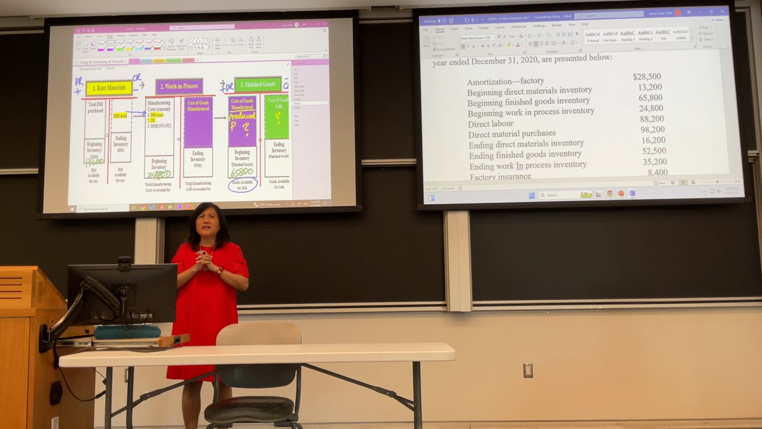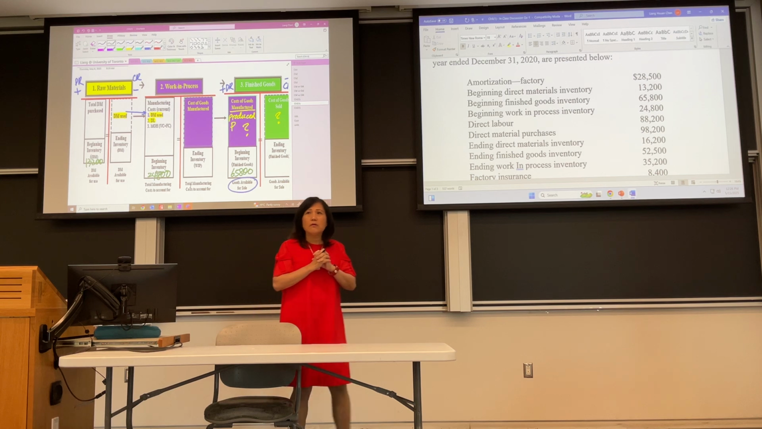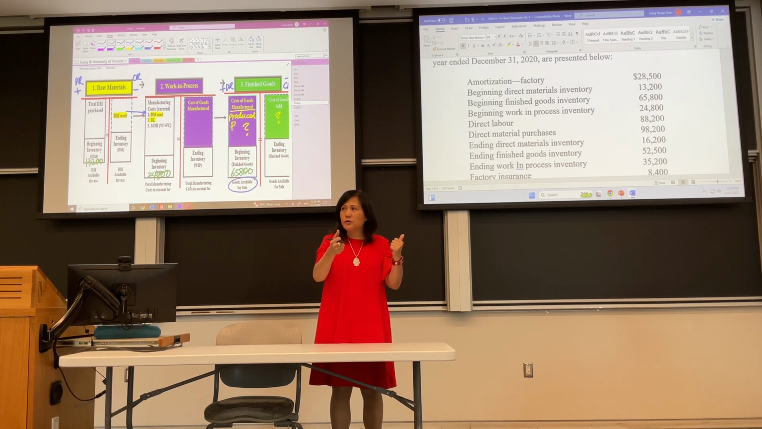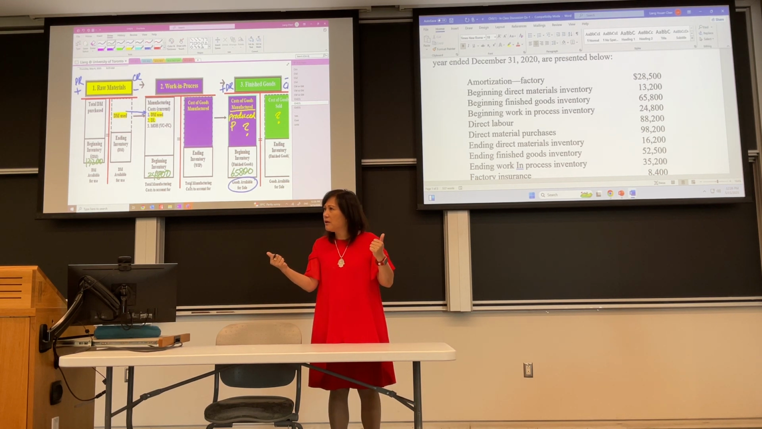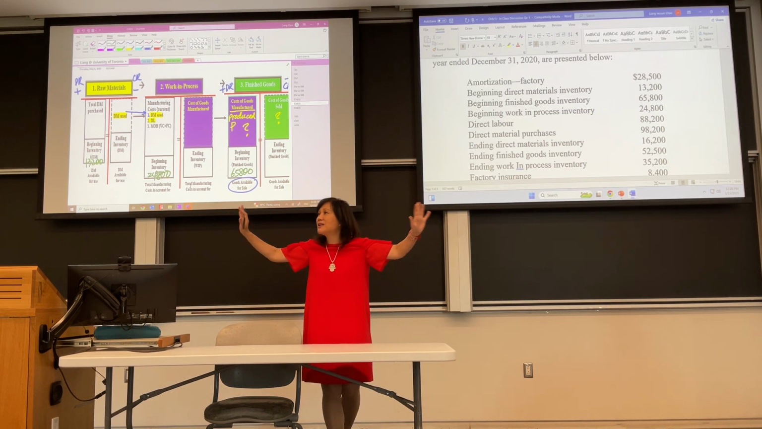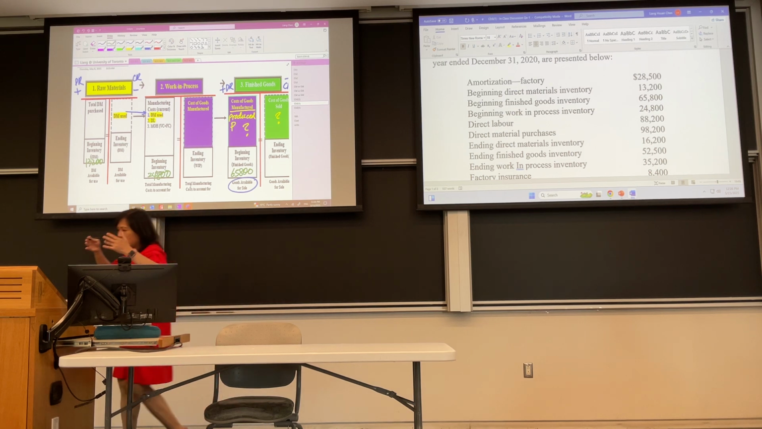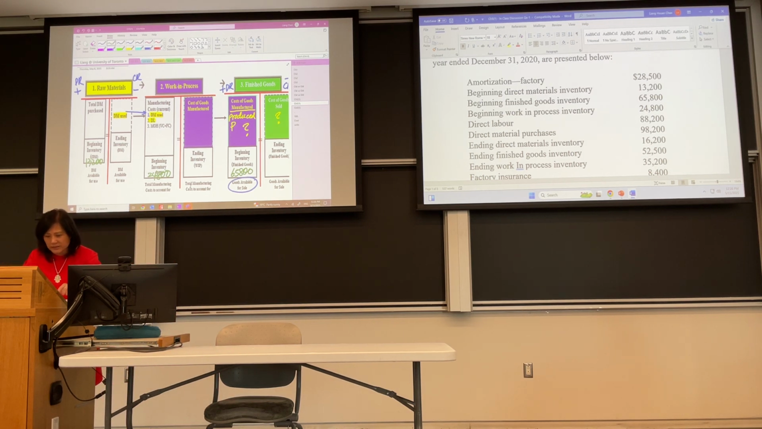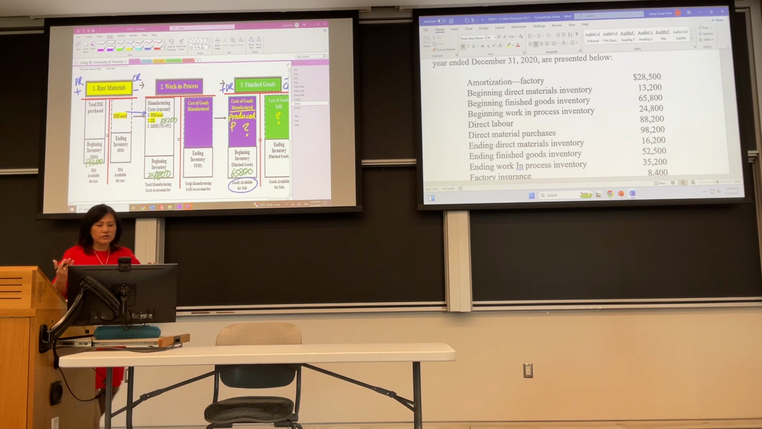Direct labor, where does the direct labor go? Stage 1, 2, or 3? 2. Labor can only be in the production. Labor is not material. Labor is not finished goods. Labor in number 2. So this one is 88,200. Can you see it? I put 88,200. Now, if I have the direct labor, I have an overhead, then I can figure it out, right? And of course, I need to have an ending too.